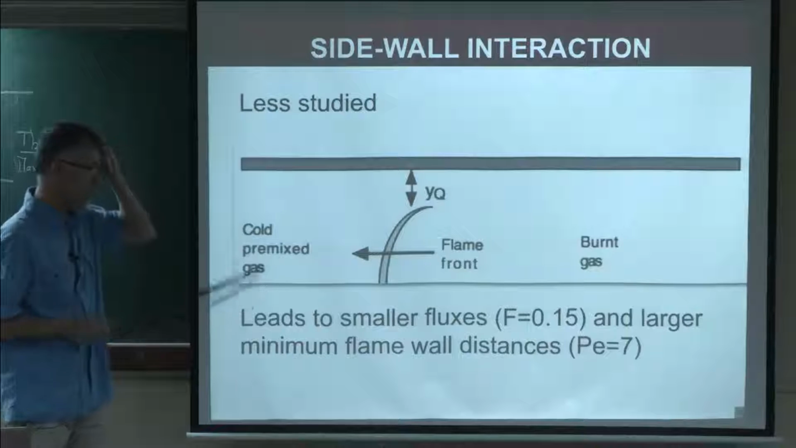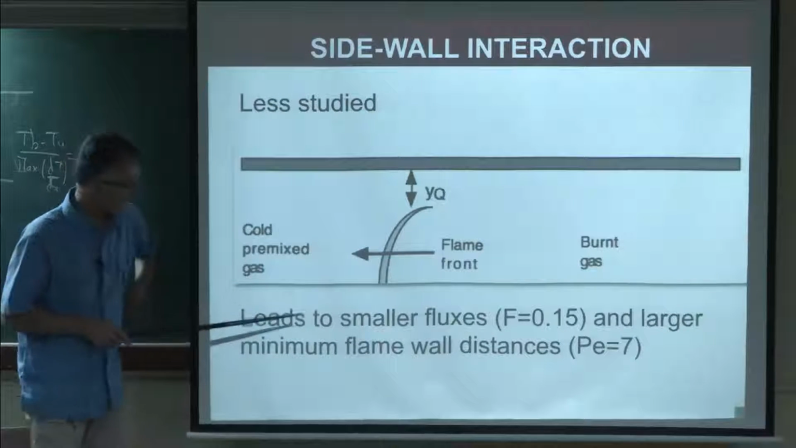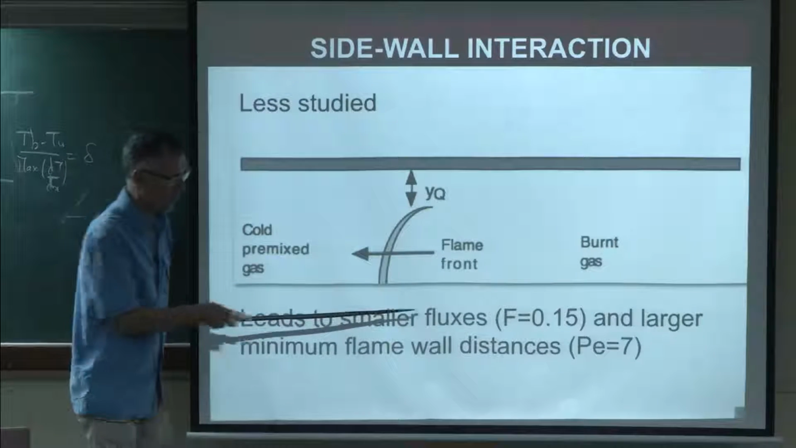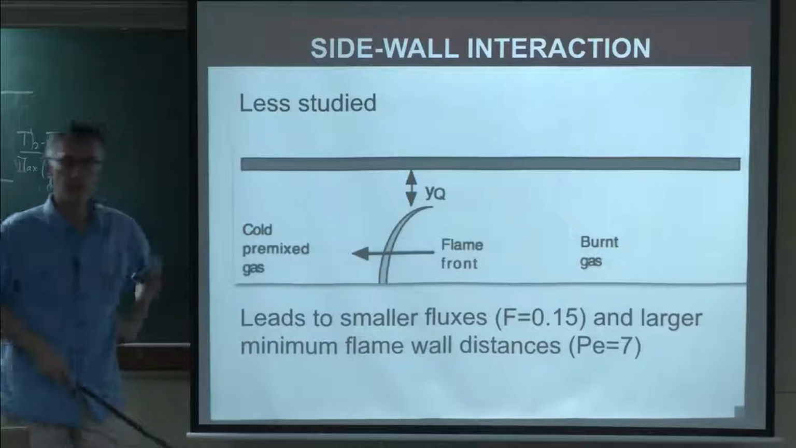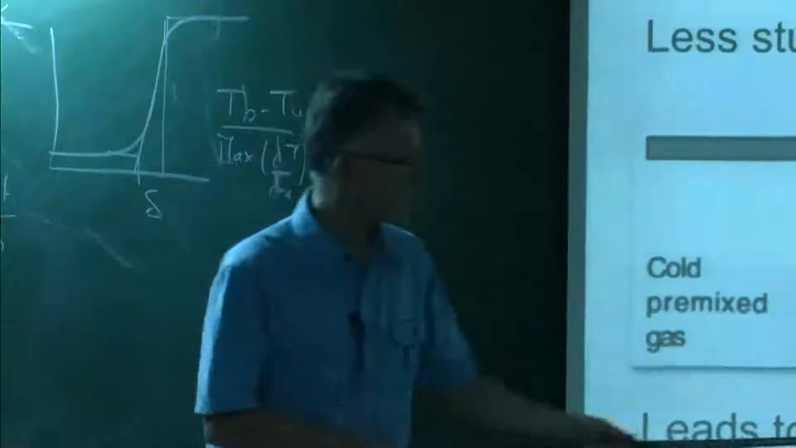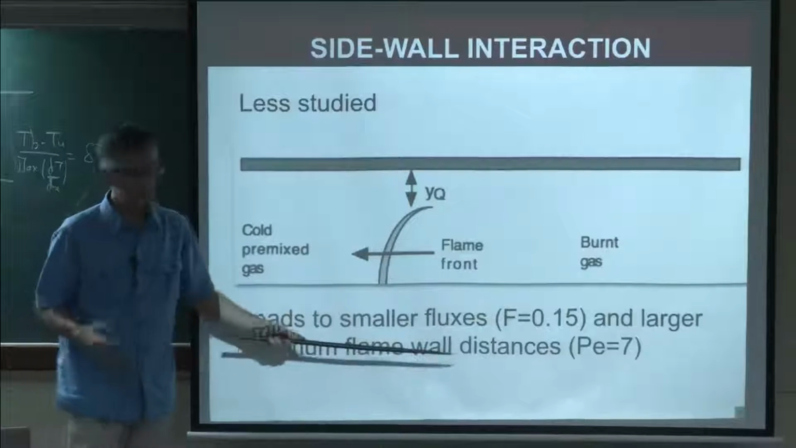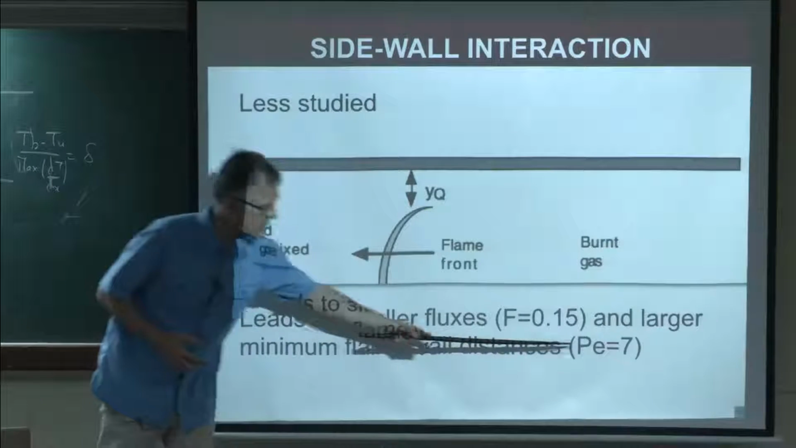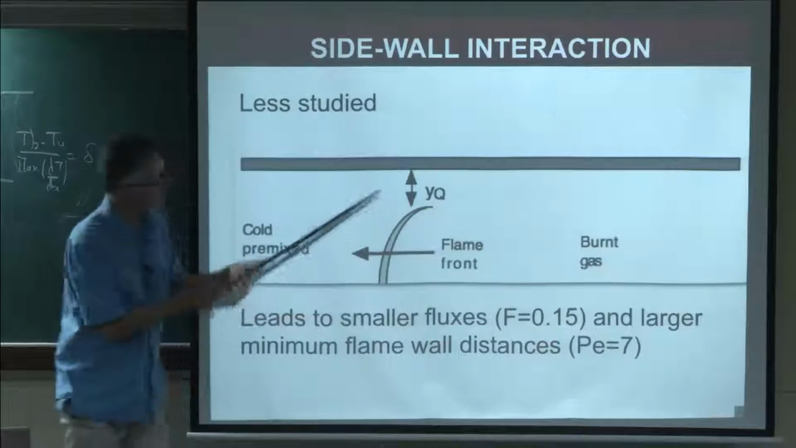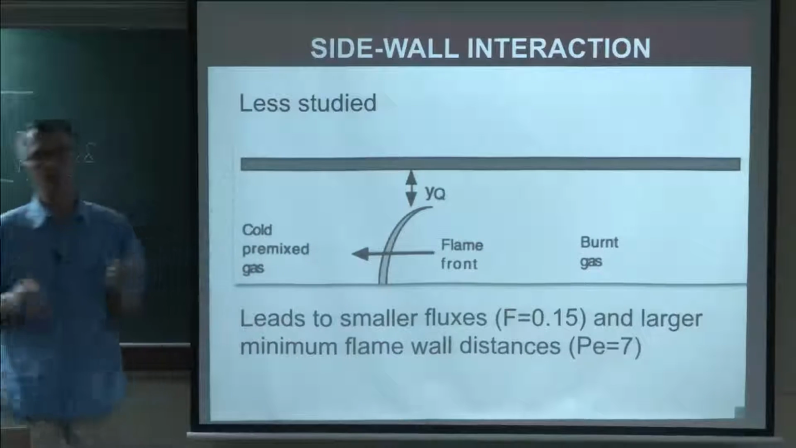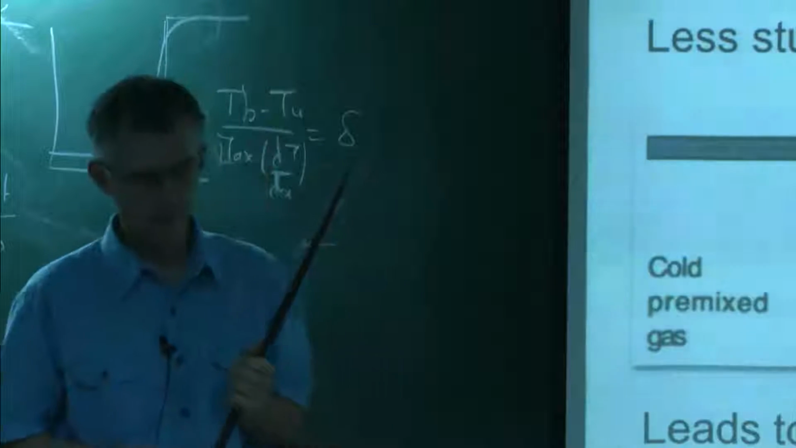In that case, if you do the simulation, you find that the fluxes are smaller, only 1/2 of what you had before. Instead of 0.3, it's 0.15. And the Peclet numbers, of course, go the same way. The Peclet numbers are larger. The quenching distance from here to here is about 7 times the flame thickness.